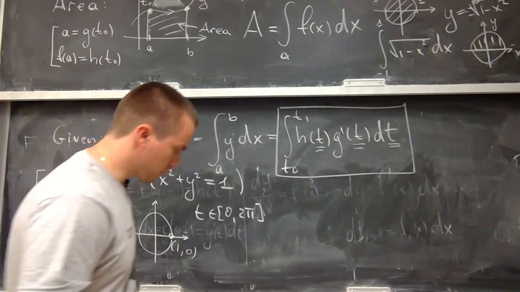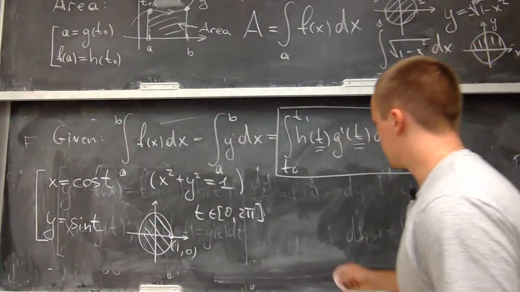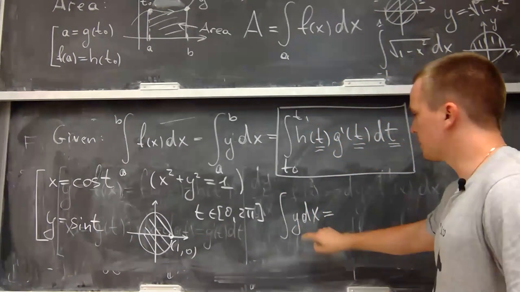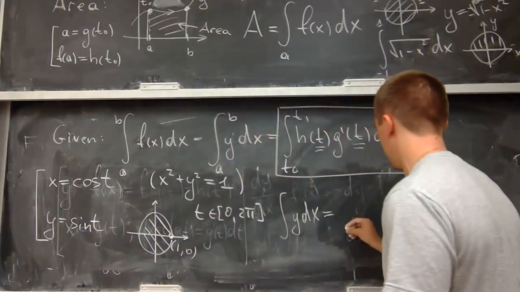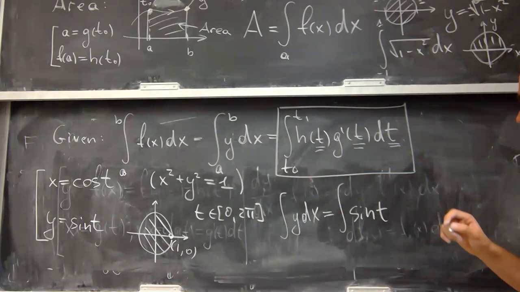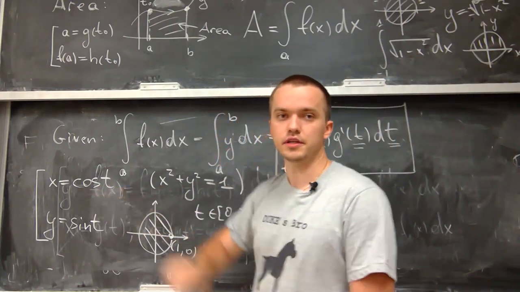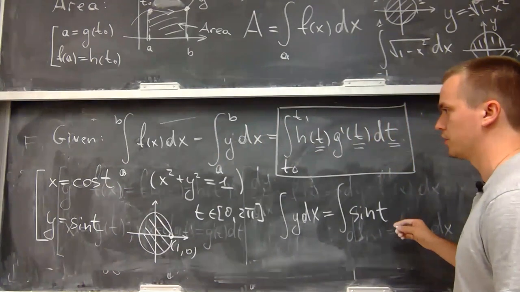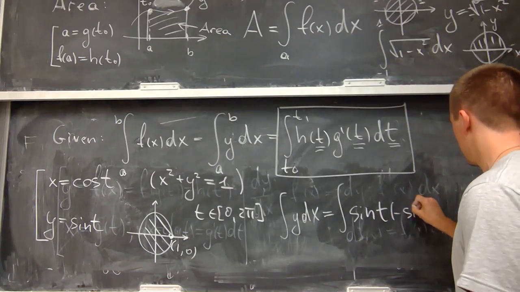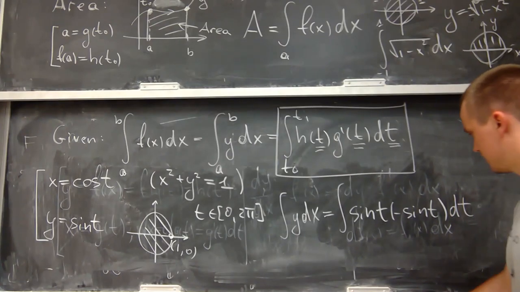OK. So if I want to find the area of this unit circle, I need to apply just this formula. We remember that area is given by the integral of y dx. But what is my y in this case? My y is sine t, so I will have the integral of sine t. What is my dx? dx, as we discussed, is the derivative of x with respect to t times dt. The derivative of cosine t is negative sine t, times dt. Okay, and this is my area.